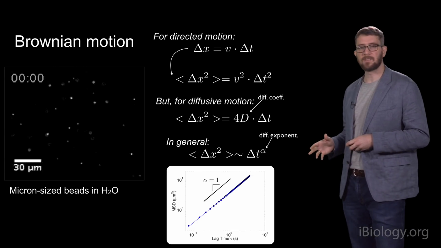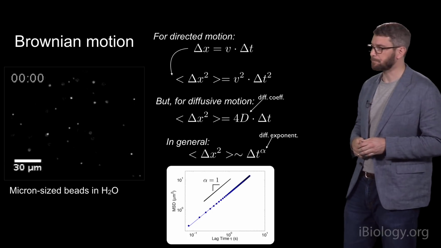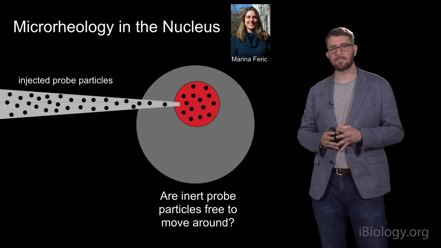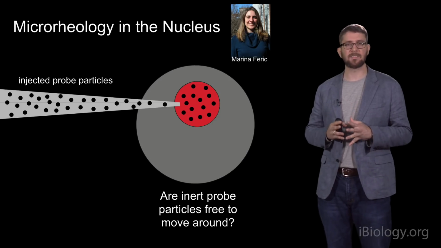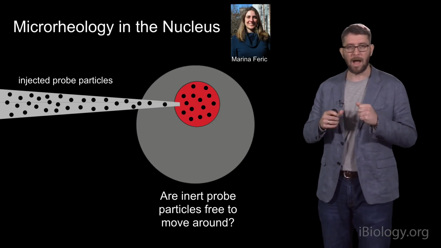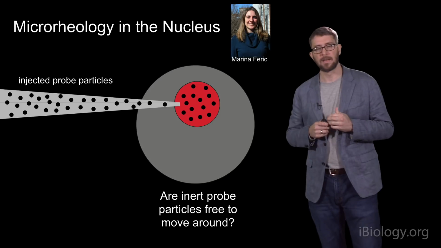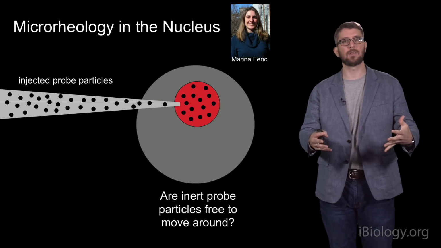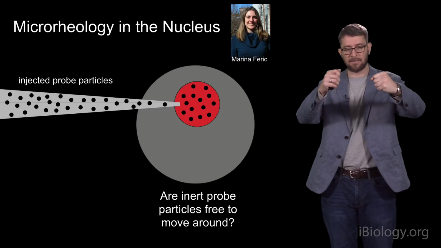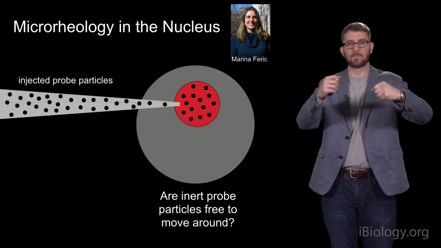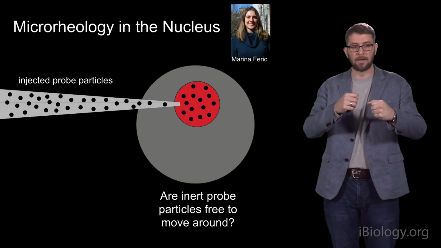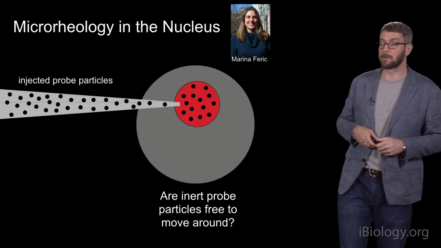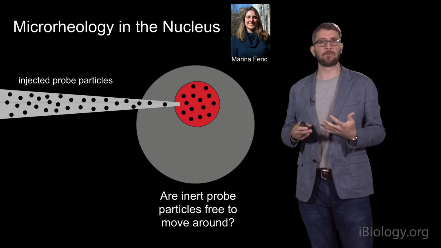So it's important to keep these ideas in mind in what I'm going to tell you next, because what we tried to do in this system, in addressing the question of why these droplets all don't fuse with one another, is we asked, could we introduce probe particles into the nucleus of this cell and ask, are they free to move around? So as little probes of the environment, something like the droplets, and asking whether they're free to move around. This we call microrheology.